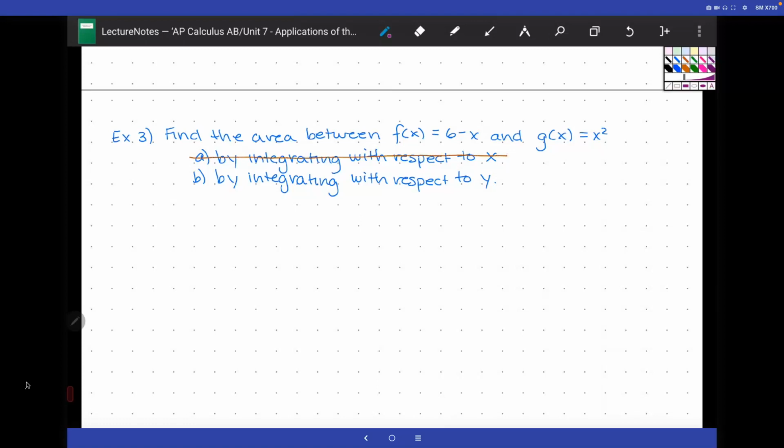So first we're going to draw a picture. And to draw a picture, don't worry about the with respect to y thing yet. I know it's a line and a parabola. Let's find our points of intersection like we've been doing.